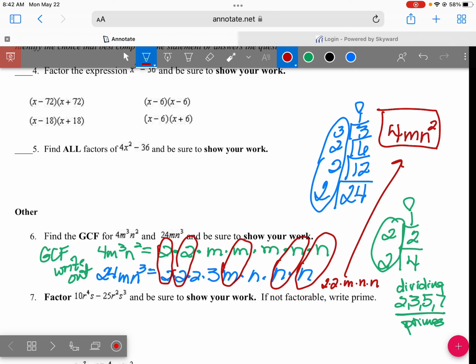That's one way to do it. The other way is just to look at it and say, okay, 4 is my smaller number. 4 goes into 24 evenly, so that means it's 4. M to the third, m to the first. You can only take away from the smallest that you have. So that's an m to the first. N squared, n to the third. You can only take 2 because the first term has 2, and you get the same answer. So that's another way to do it. Okay. Other questions?